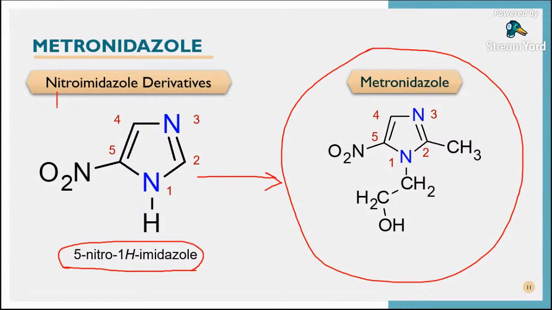Metronidazole is an example of nitroimidazole. So this is the nitroimidazole structure. This is the structure of metronidazole. Try to point out the difference between these two structures. At 3 position, a methyl group is attached.